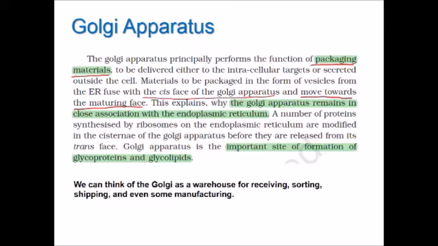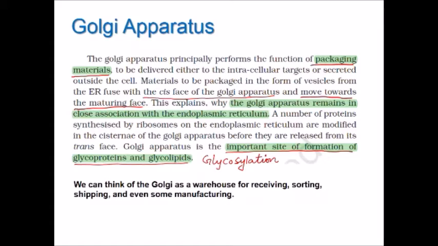So almost all the proteins and lipids produced by ER will be modified inside Golgi body. And that is why Golgi body is considered as an important site of formation of glycoproteins and glycolipids. So glycosylation is a process by which sugars are added to proteins or lipids. So Golgi body will modify proteins and lipids by adding sugars to it, and this process is called glycosylation. So Golgi apparatus is the main site of glycosylation.